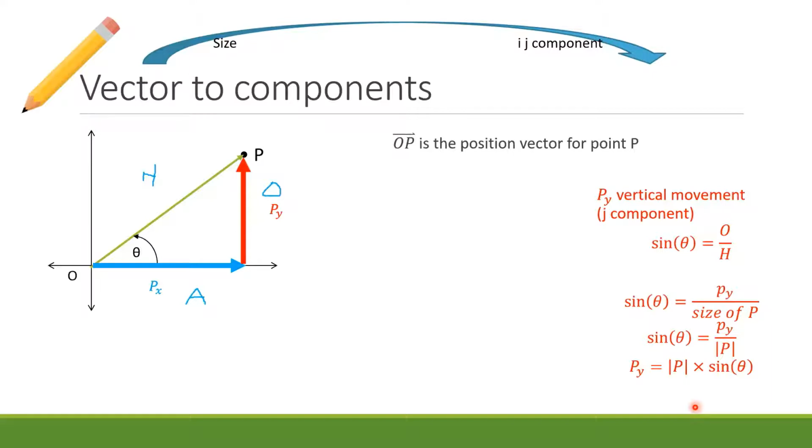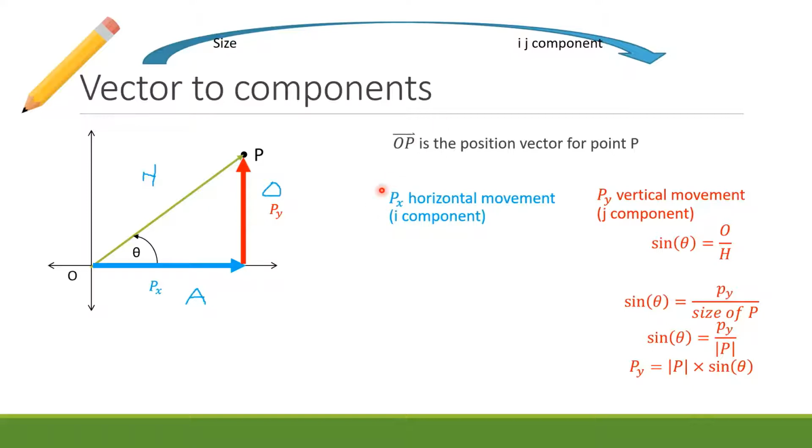Okay, that's been about a minute, so it's time to move on to P_x. But guess what? P_x is very, very similar. P_x looks at the horizontal movement, the left or right movement, and it calculates the i component. Now, can I get a suggestion from chat? Which trigonometric ratio do you think we're going to use to find P_x?